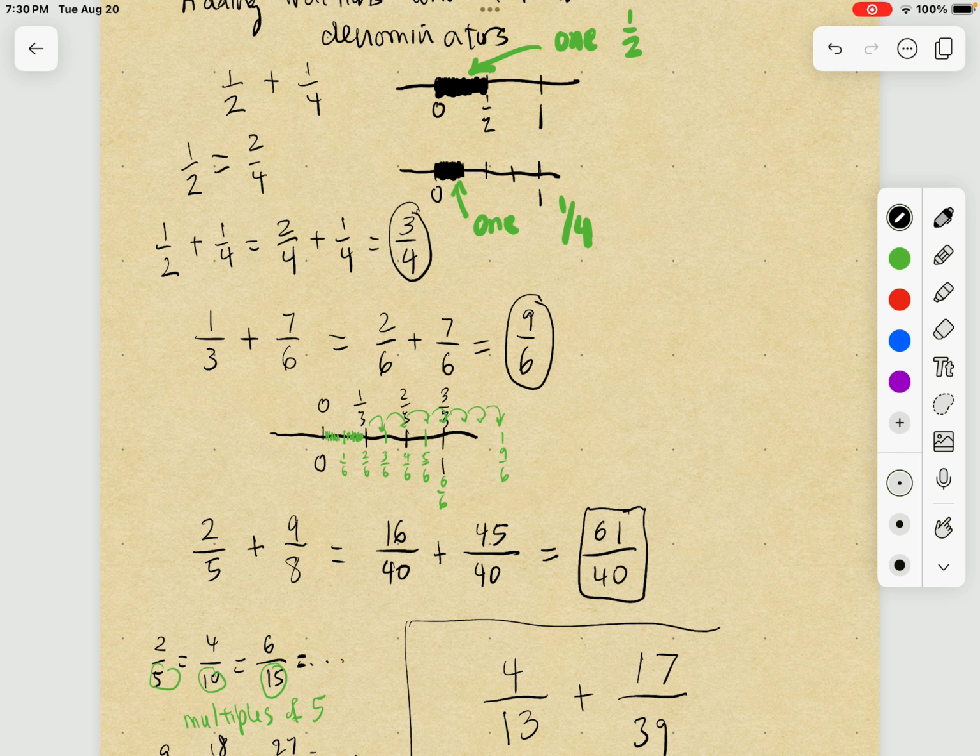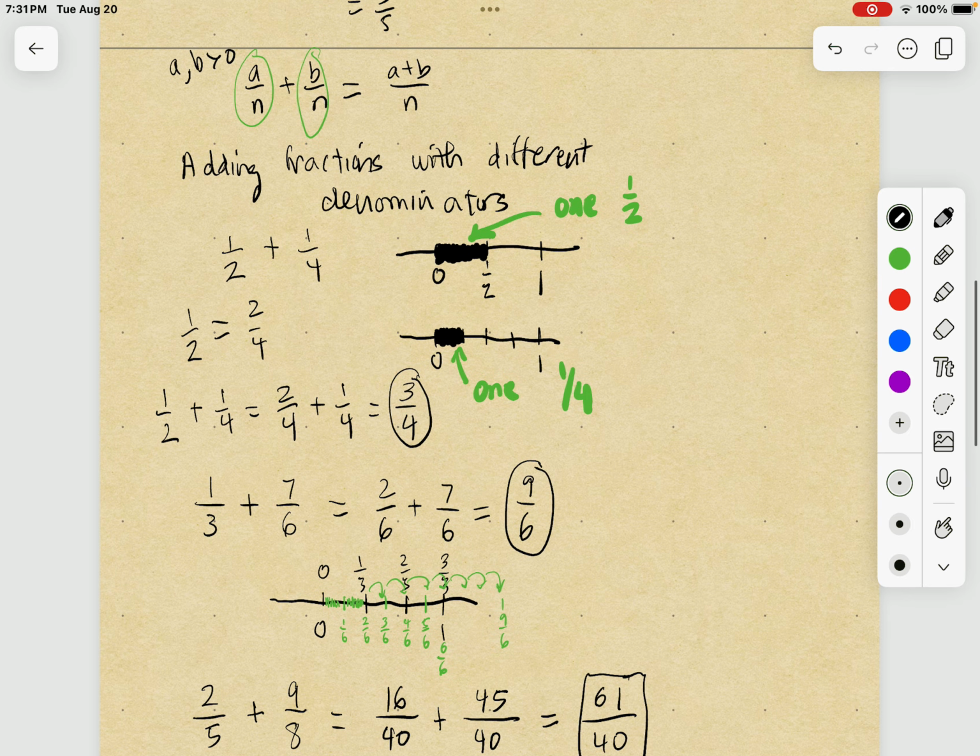This is adding positive number fractions. It doesn't matter which denominator you use. It doesn't have to be the smallest denominator. All that matters is that you get a common denominator. Okay, it doesn't have to be the least common denominator or anything like that.